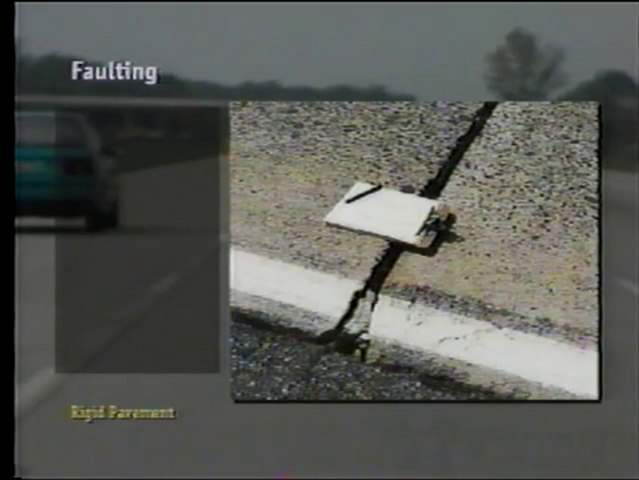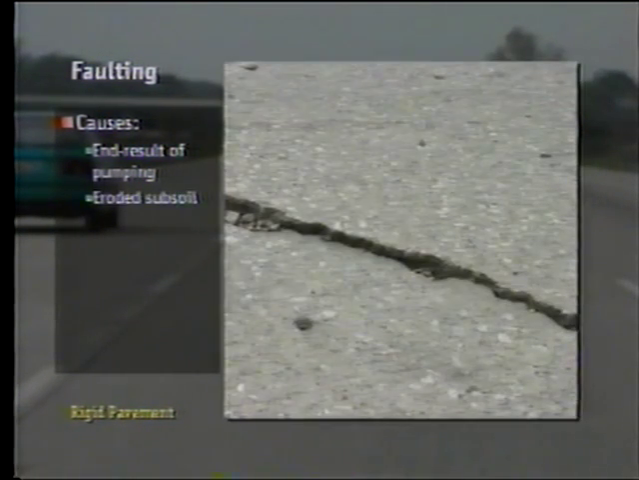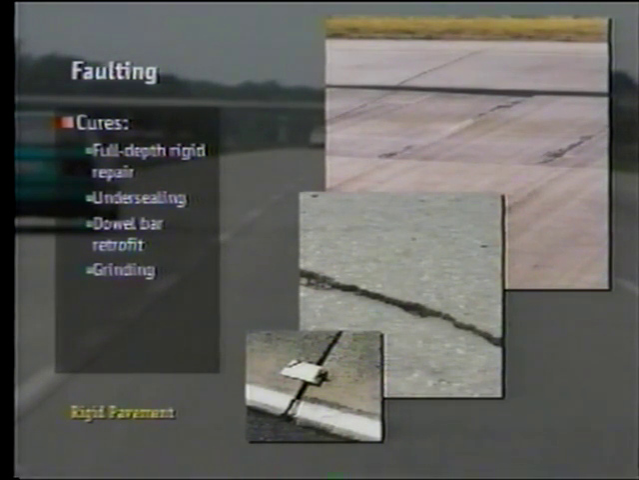Faulting is the difference in elevation between abutting slabs at joints or cracks. After significant pumping, often the end of a slab will tilt as the subsoil is eroded, leaving a significant mismatch in pavement height. Not only does this cause a rough ride for motorists, but it continues to induce pumping action and becomes worse as time goes on. The cures for this are the same as for pumping: full-depth rigid repair, undersealing, dowel bar retrofit, and concrete pavement grinding.